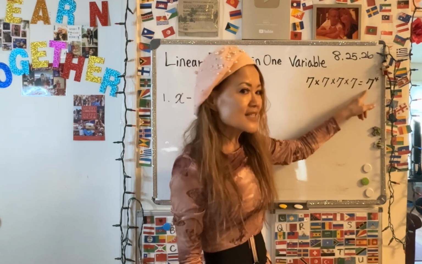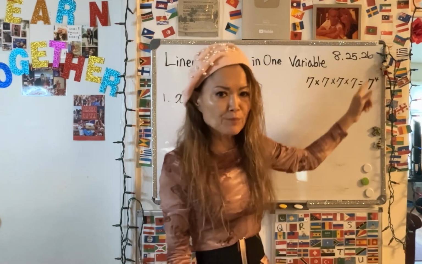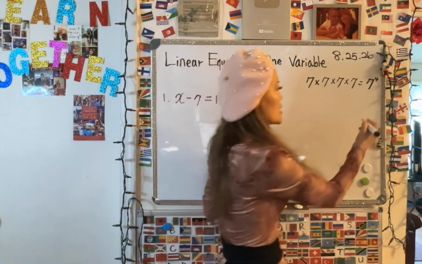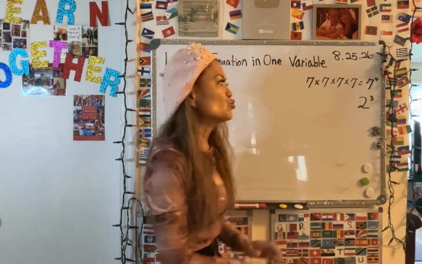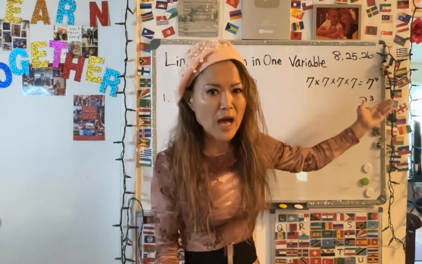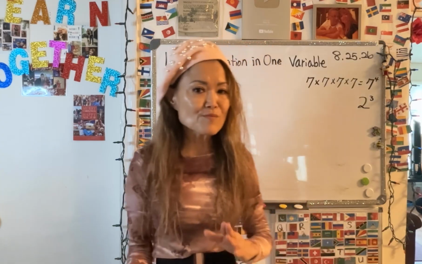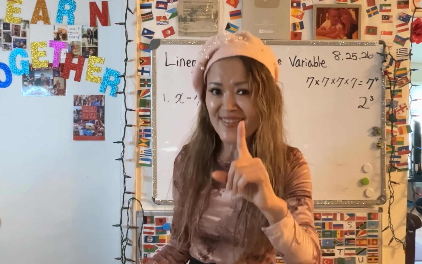Right? So 7 to, how do you remember? 7 to the 4th power. That's how to read an exponent. So if I say 2, 3 like that, 2 to the 3rd power. But I said for a linear equation, the highest power of any variable, that means x or y or z, has a power of only 1.